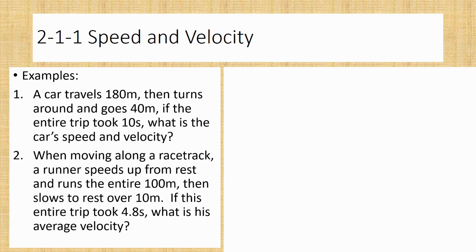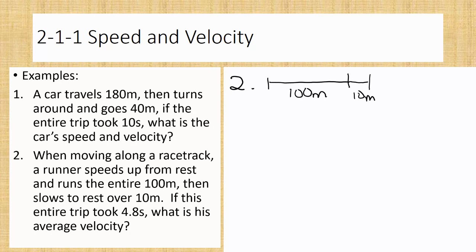So next is problem 2. When running along a racetrack, the runner speeds up from rest and runs the entire 100 meters, then slows to a rest over 10 meters. If this entire trip took 4.8 seconds, what is his average velocity? So this problem does not include the speed. We're simply looking at the distance, or the displacement, I should say, he traveled. So he started at rest and traveled 100 meters. And then it took him 10 meters to slow down.